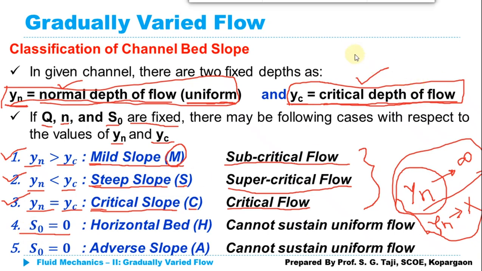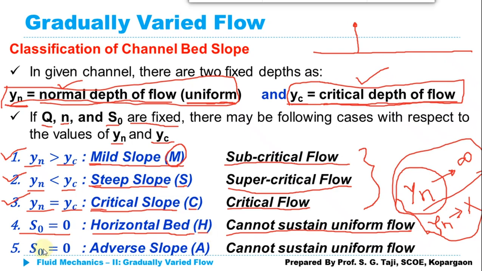If my bed slope is equal to 0, what I can say is that the bed of the channel is perfectly horizontal, and if the bed of the channel is perfectly horizontal, obviously my depth of flow will tend to infinity. So if my bed slope is equal to 0, then flow cannot be sustained as a uniform flow, and if this condition gets satisfied, then the slope of the channel is said to be a horizontal bed, which is denoted by the capital H.